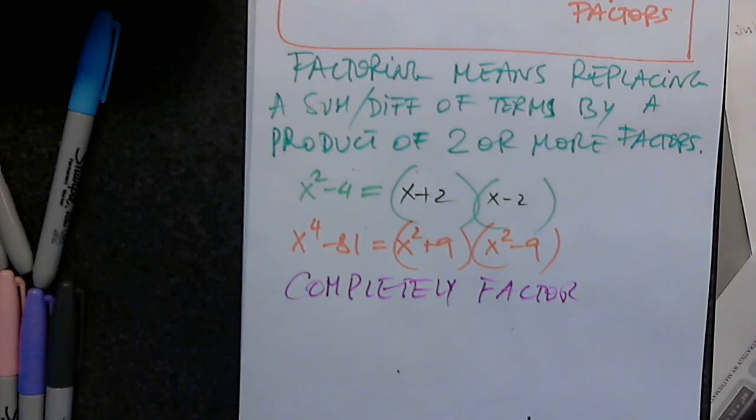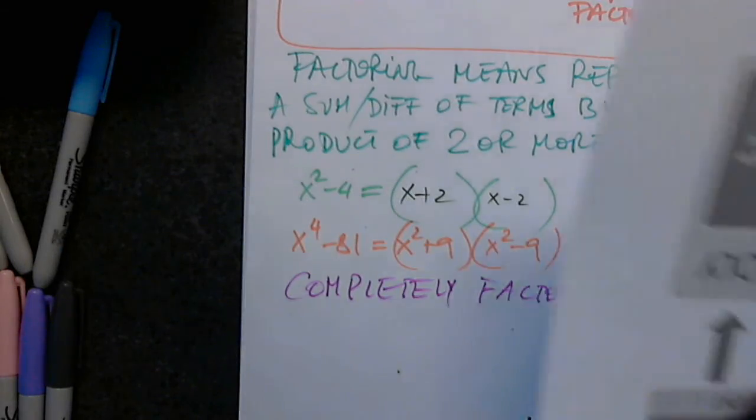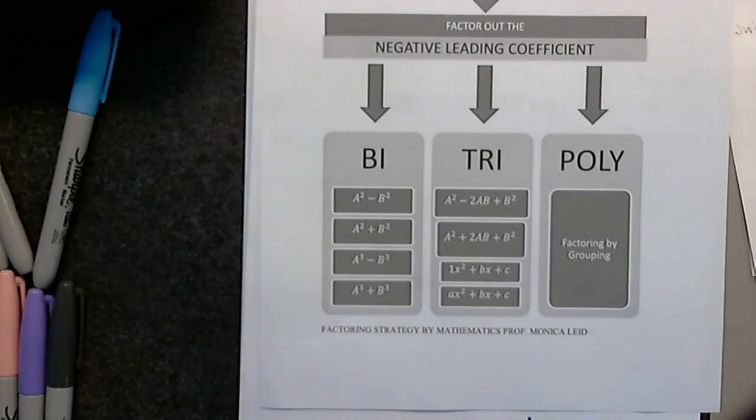What does completely factor mean? It means that the factors I got, if they themselves are further factorable, I have to continue. I cannot stop. So I'm here now. x squared plus 9. Which of these special products will I look at or consider? Number 1, number 2, number 3, number 4. It's number 2. What do we know about number 2? Can't factor. Perfect. Now the other one.